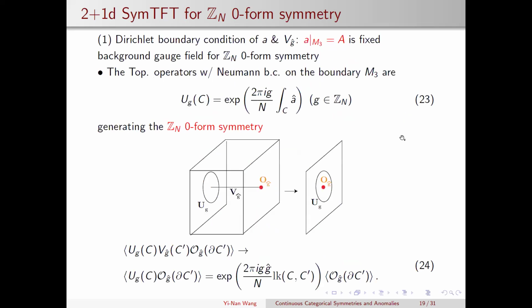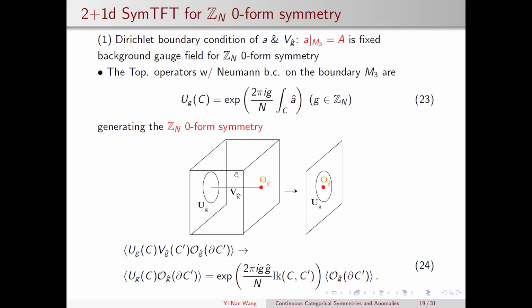In order to have a well-defined gauge invariant system with a bulk and a boundary, you have to impose proper topological boundary conditions. For instance, we can give a Dirichlet boundary condition to the A gauge field and the V_g hat operators, which means that little a will become the fixed background gauge field for the Zn zero-form symmetry. On the other hand, the U_g operator will have the Neumann boundary condition.